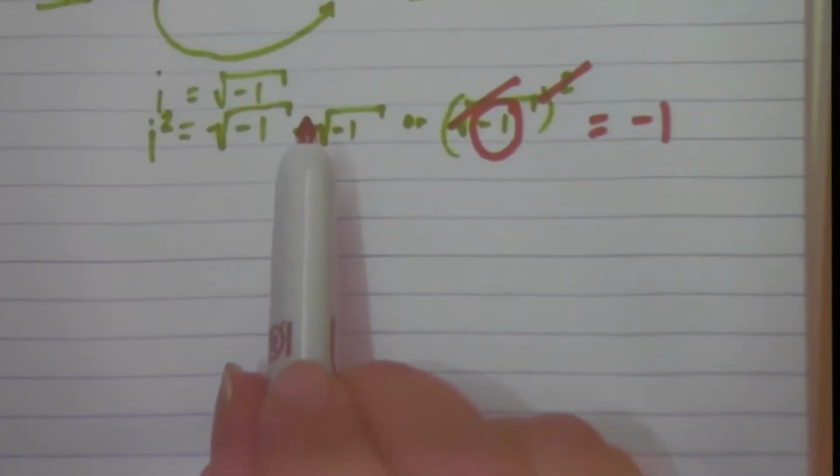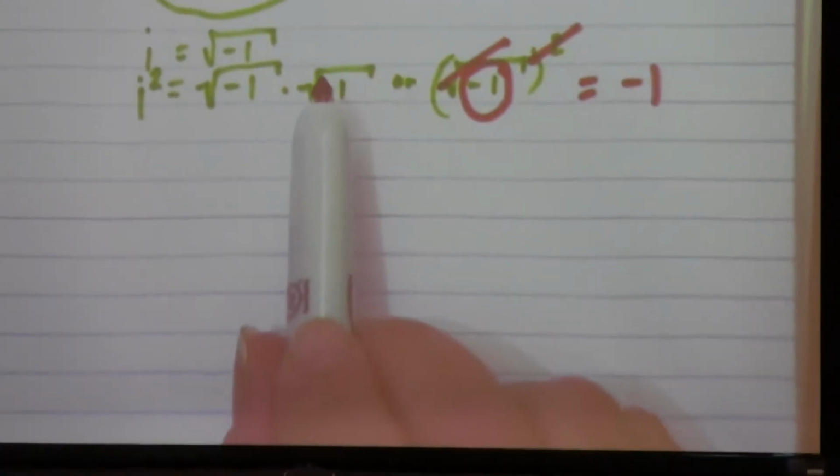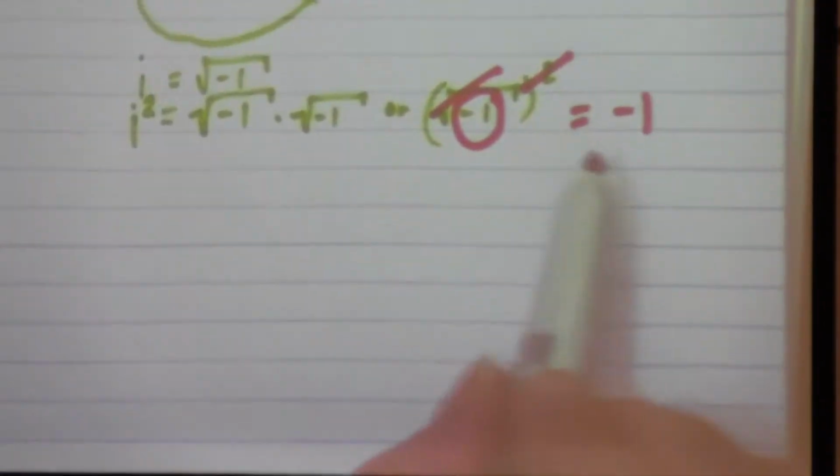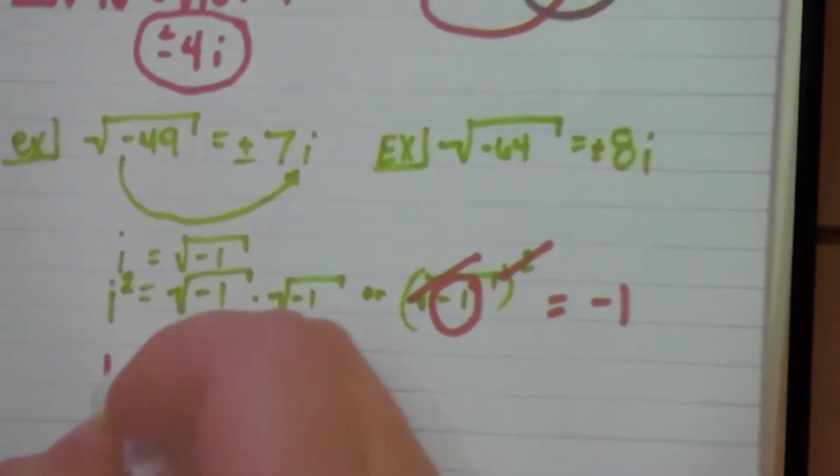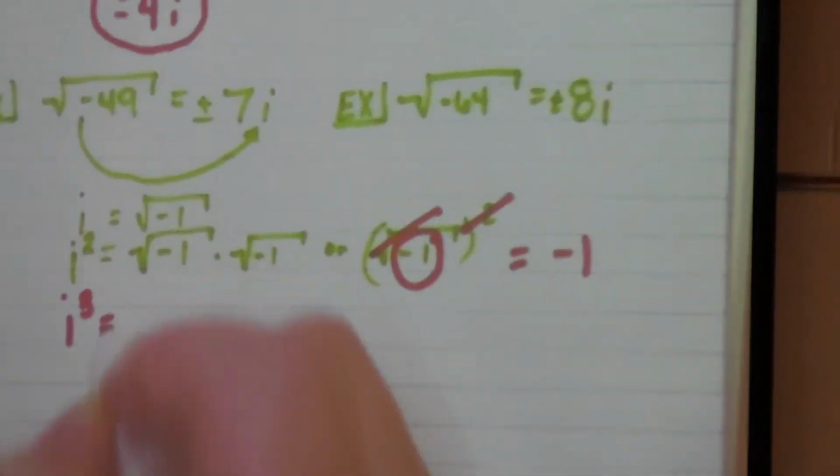Because essentially, we have a negative 1 and a negative 1. They canceled each other out. At the same time then, we'll do 2 more just to make sure we are on the same path.